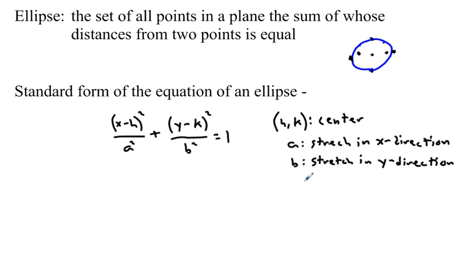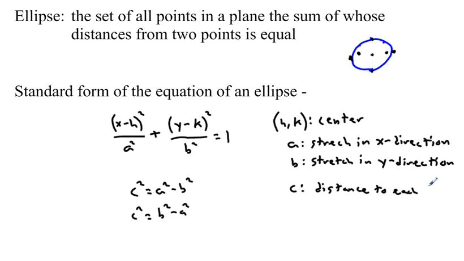To find the foci, here's the formula we use. C squared equals a squared minus b squared. And careful, sometimes it's b squared minus a squared. Essentially, it's just the bigger of the two minus the smaller of the two. Okay? But once you find c, c is the distance to each focus. This will make sense when we see an example.